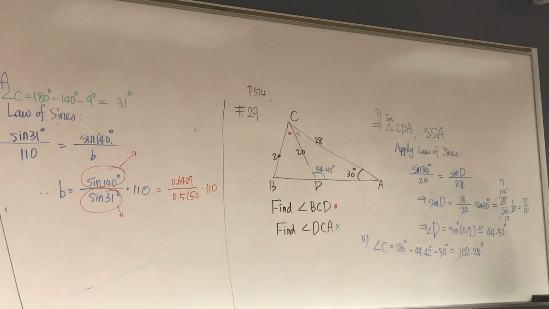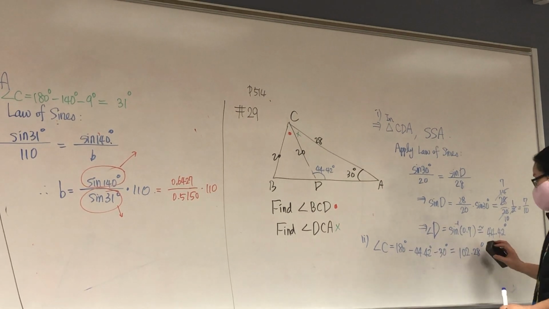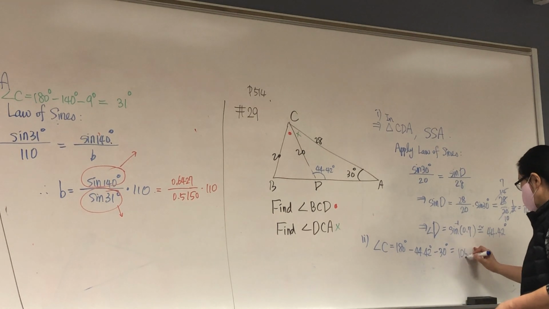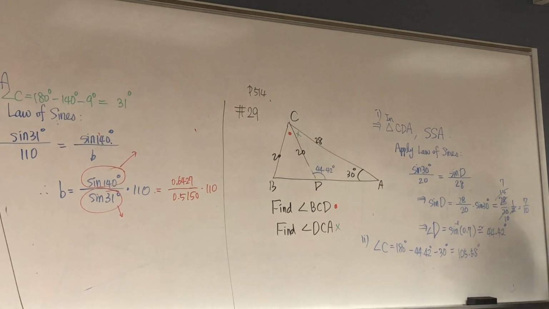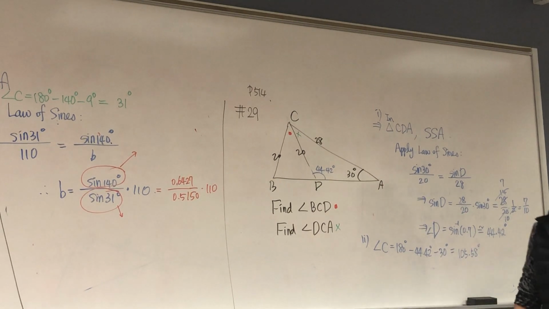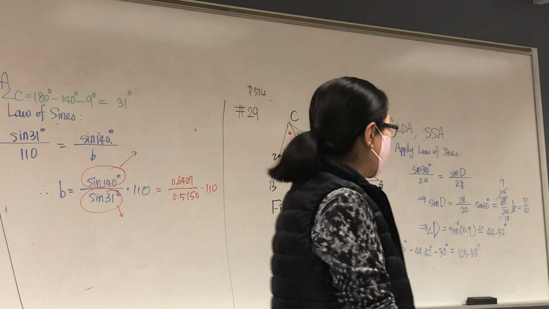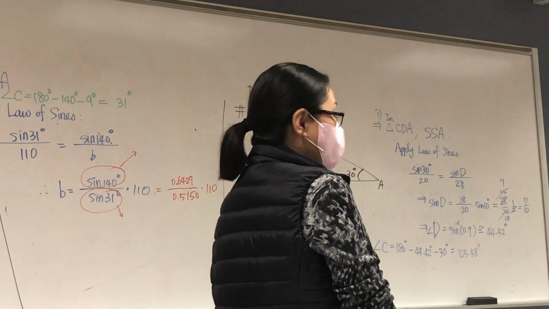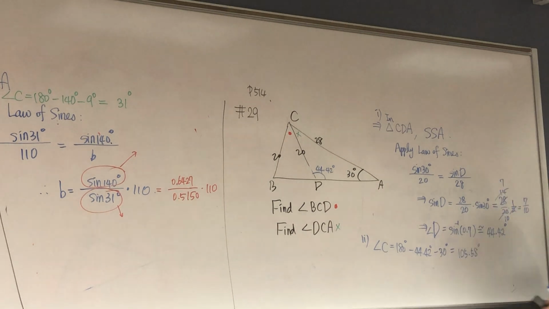Is it good? I got 105.58. Let me think about it. Is it possible for C to be more than 90 degrees? No. Something is wrong. Am I right? Yes. So let's go back. Here, your D. You have to think about it with the picture, whether it is nonsense or not.